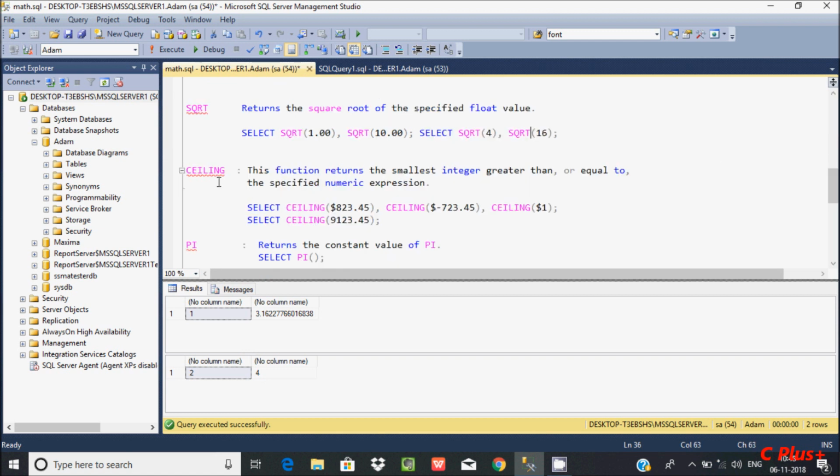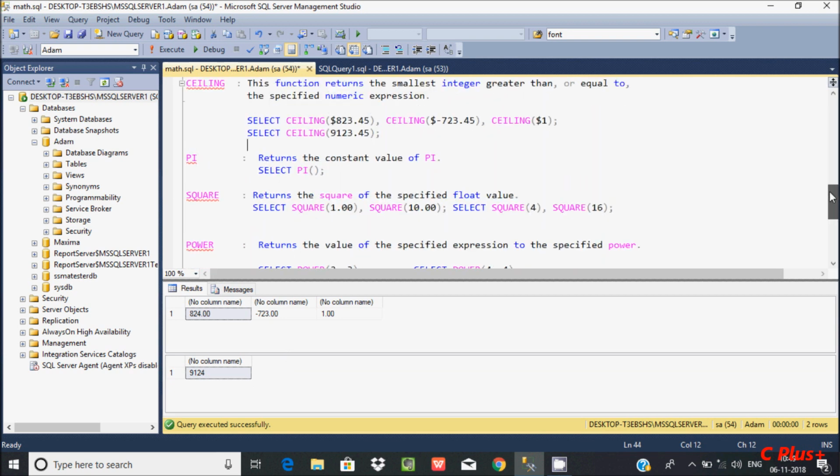Now the next is CEILING. This function returns the smallest integer greater than or equal to the numeric expression. So if you execute this one, add here a smallest. So this function returns the smallest integer greater than or equal to 8 to 3. So 8 to 3, the greater value is 8 to 4. Here minus 7 to 3, the greater value here is minus 7 to 3. So 1, no changes, and here 9, 1. So this value is now 9, 1, 2, 3. So the smallest greater value is 1, 9, 1, 2, 4.